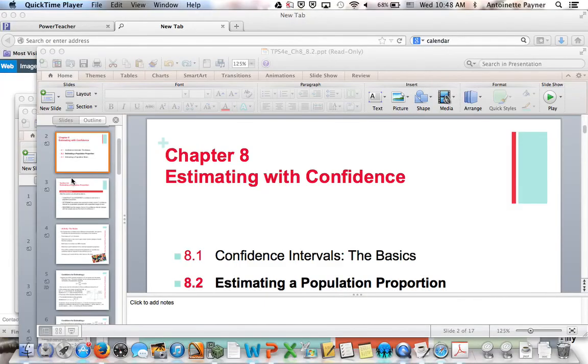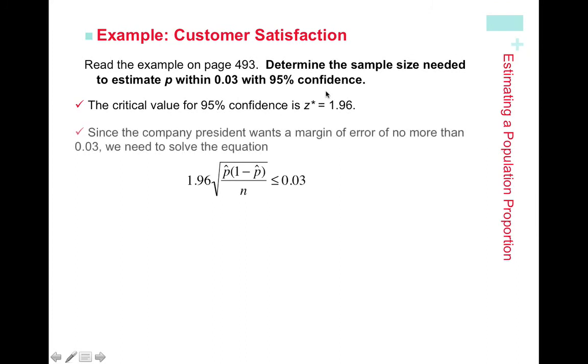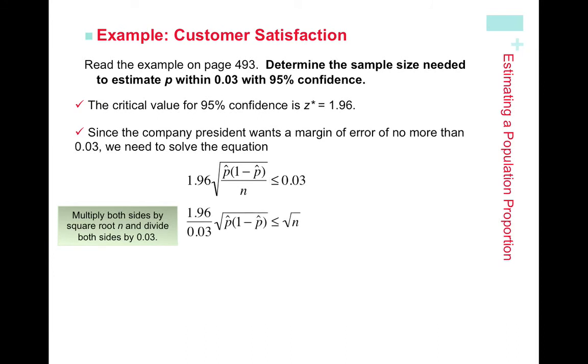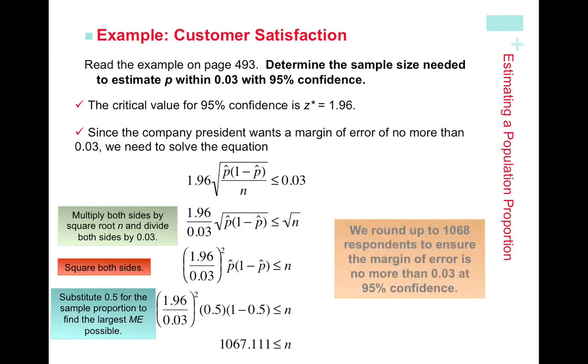And this is just the minimum sample size. So if you wanted to figure out the minimum sample size needed to estimate p within, and this is from an earlier problem, 0.03 with 95% confidence. So 95% confidence is 1.96. They want a margin of error of 0.03, so that's what they're plugging in there. They don't have any prior information about p hat. So right now they're just solving everything for n. And then they're going to substitute 0.5 in because they don't have any prior information. So the minimum sample size, we're going to round up to 1068. And that will ensure the margin of error is no more than 0.03 at a 95% confidence level.